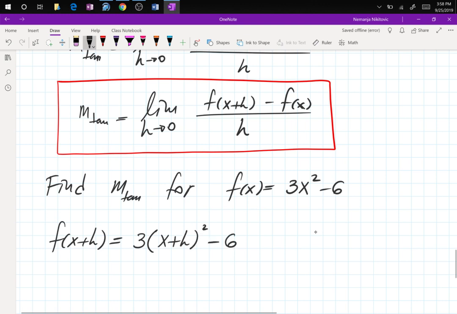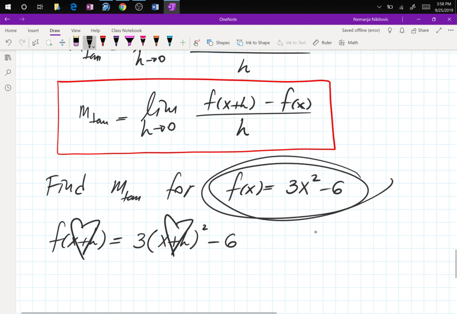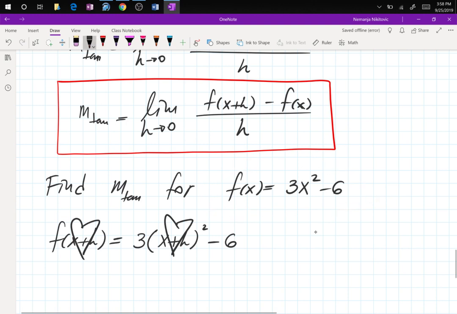So that's the same equation, except now instead of x, you have x plus h because you are calculating x plus h. If this over here was a heart, then you would have heart squared minus 6. It doesn't matter what goes inside as long as the form of the problem stays the same as the form that you had in the original problem. So if you plug in x, it's x squared. If you plug in heart, it's heart squared. And if you plug in x plus h, then it's x plus h squared.